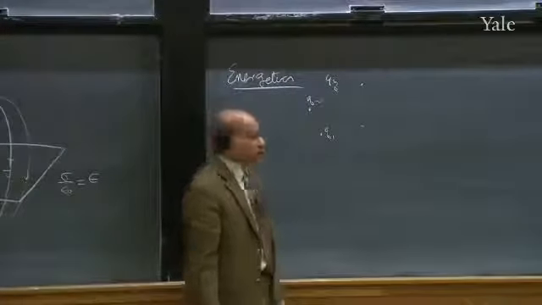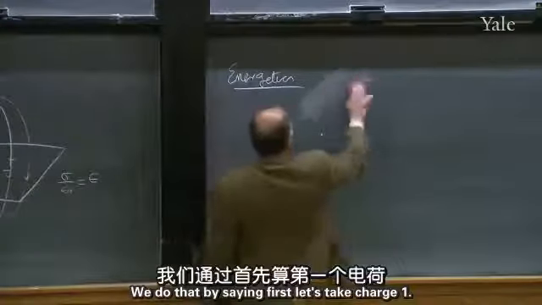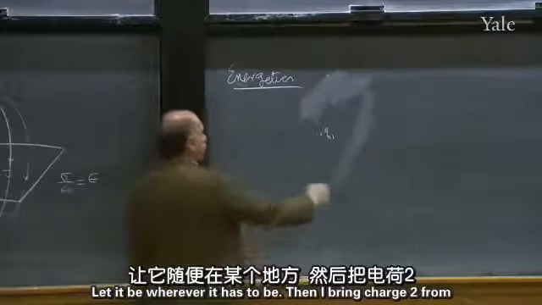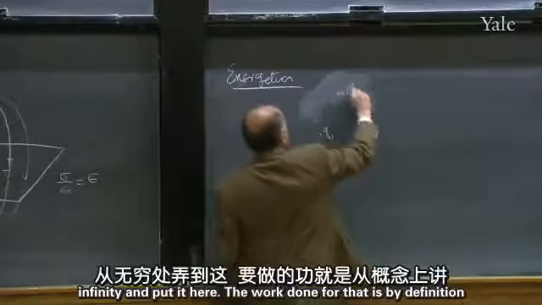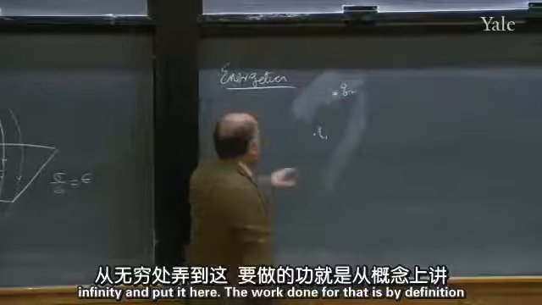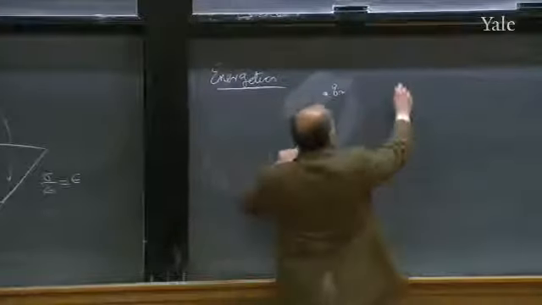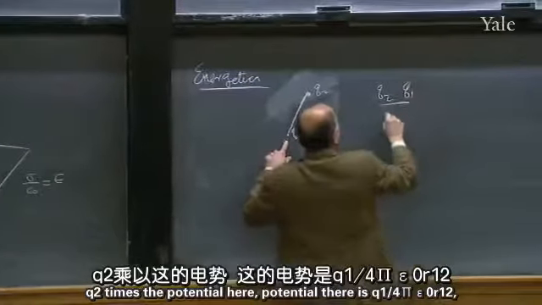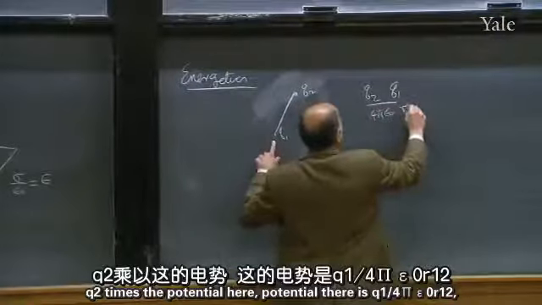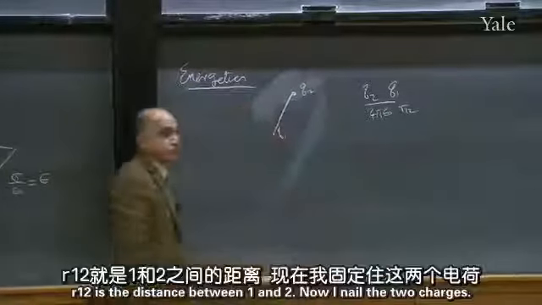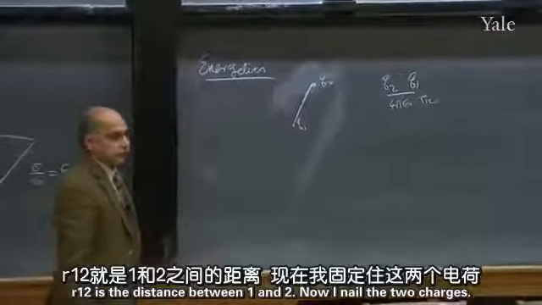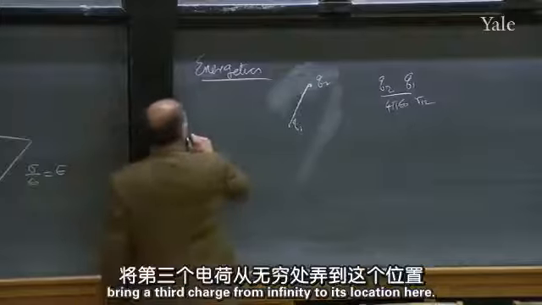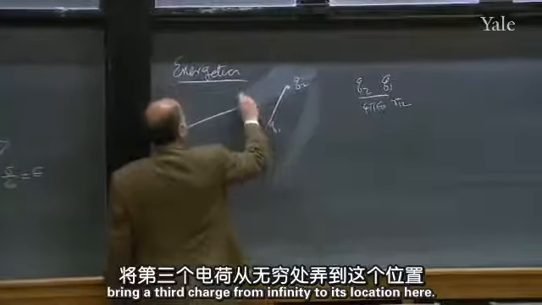We're going to calculate that. We do that by saying, first let's take charge 1. Let it be wherever it has to be. Then I bring charge 2 from infinity and put it here. The work done for that is, by definition, Q2 times the potential here. Potential there is Q1 over 4 pi epsilon 0 R12, where R12 is the distance between 1 and 2. Now I nailed the 2 charges. Nobody is allowed to move, so I don't do further work. Then I bring a third charge from infinity to its location here.